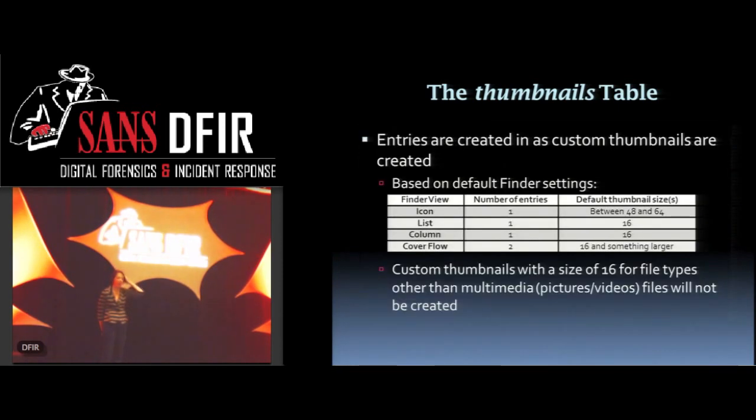I didn't show you a table yet. Okay. So when I look at my table, if I see an entry and my thumbnail size is between 48 and 64, I can say, oh, that was an icon view. That's how the user saw it. List and column and cover flow all make the 16 size thumbnail. Cover flow also makes a second entry, something bigger, in this thumbnails table.